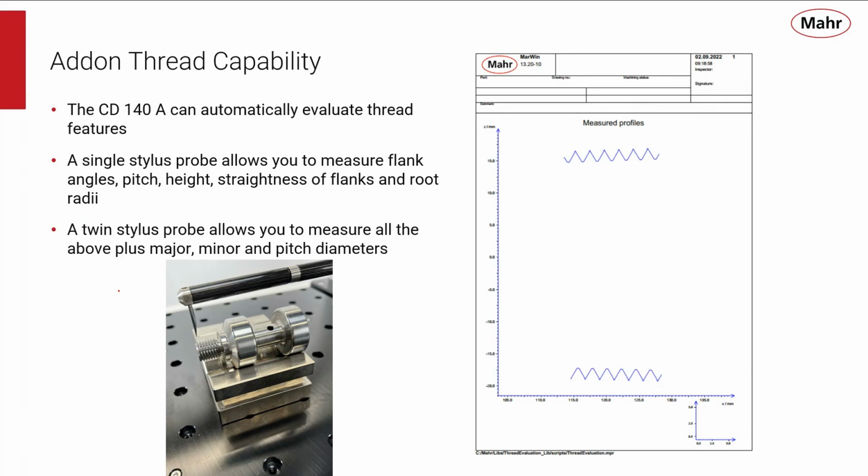So we can also automatically evaluate thread features. So with a single stylus probe, you can measure flank angles, pitches, heights, straightness of flanks, and root radii. And with a twin stylus probe, this allows you to measure all of the above plus major, minor, and pitch diameters.